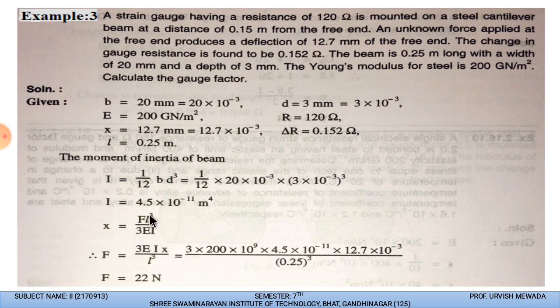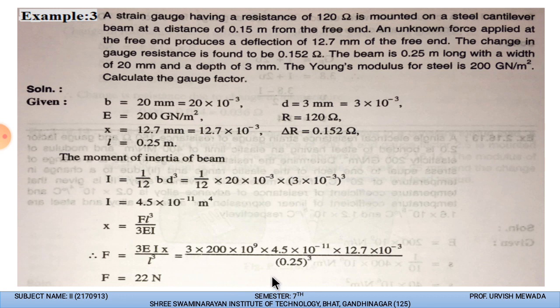So let us find out F from this. So make F as a subject. So this will become 3E Ix divided by L cube. So we have all the values. E is 20 into 10 raised to 9, it is given, and I is 4.5 into 10 raised to minus 11, and X is the 12.7 mm or 12.7 into 10 raised to minus 3, means after applying the stress, this is the change in the position of the strain gauge.